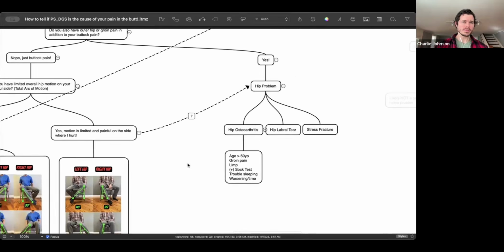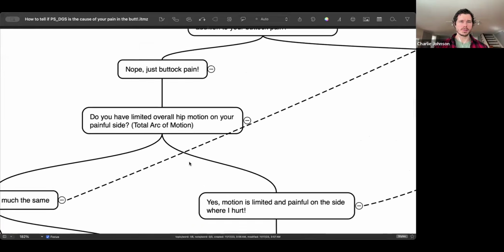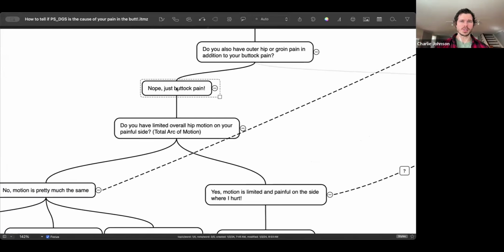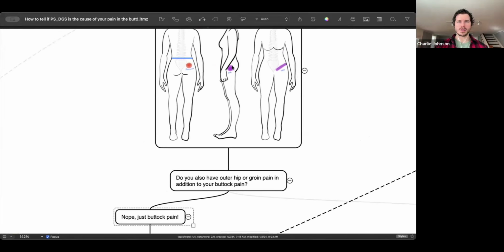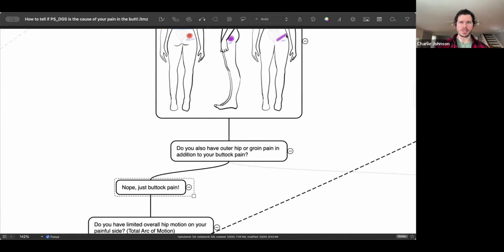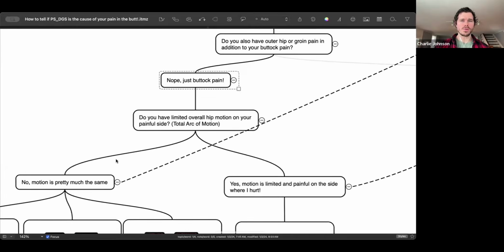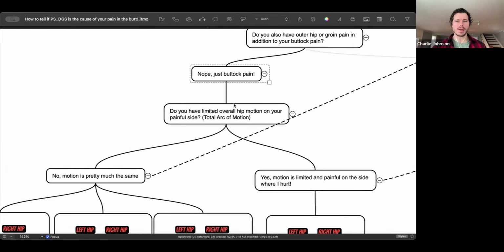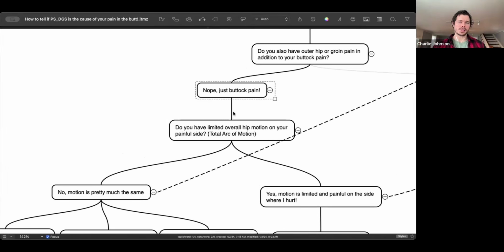So now let's just say that you've just got buttock pain, all right? So you don't have pain on the hip, you don't have pain here, it's just buttock pain and or some leg pain. Remember, you might have some other stuff, but it's definitely not going to these areas. Do you have limited overall hip motion on your painful side? You're going to want to probably rewatch this. This is sort of a new concept for many people who will watch this.